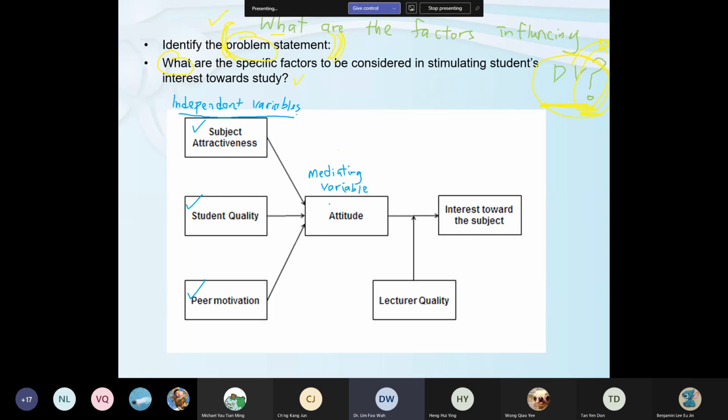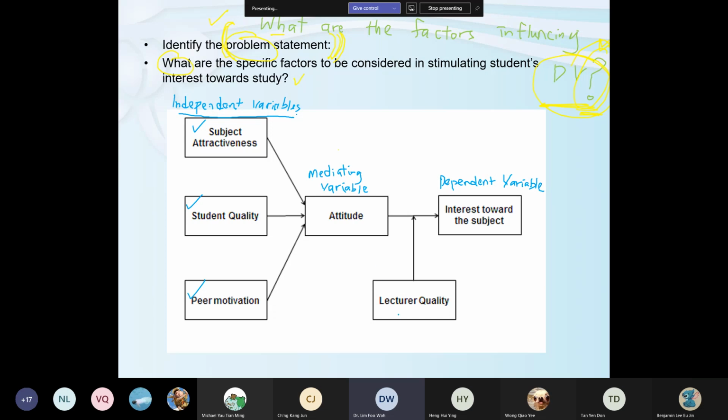You just assume that the one who marks your paper doesn't know everything. Write mediating variable, then interest toward the subject will be your dependent variable. Write down dependent variable, no S, to show that you know that interest toward the subject is the dependent variable. Even after you have drawn it, show us you know which variable they are categorized under.